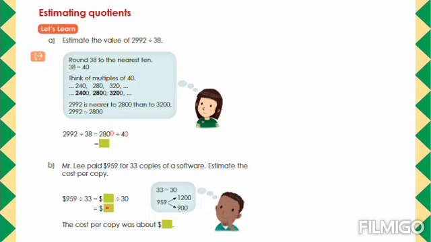So 900 is divided by 30. The answer there is 30. Why? Because we are going to cancel the zeros and divide the non-zero digits. So 9 divided by 3 is 3. Then copy the zero. So that means the final answer is $30. I will read it again. The cost per copy was about $30.